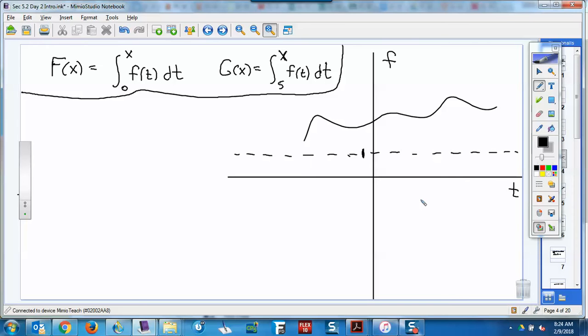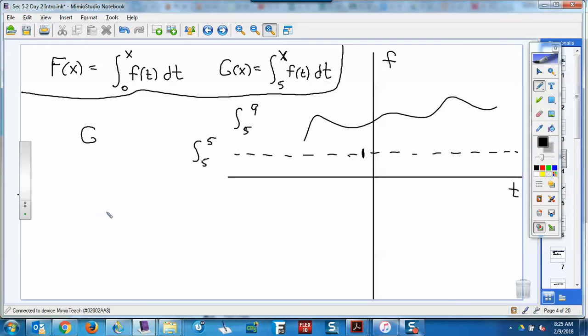10, is big G of 9 bigger than big G of 5? Well, big G of 9 would be the area from 5 to 9. Big G of 5 would be the area from 5 to 5. Which one's bigger? 5 to 9. That's pretty easy. Okay?